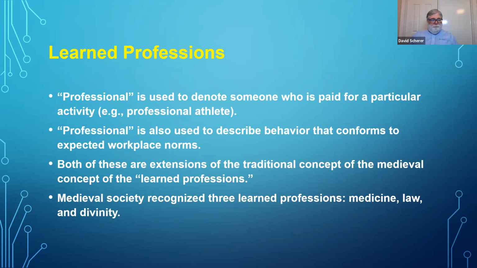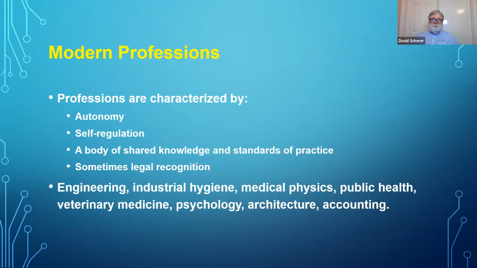A profession is a group of people engaged in a certain activity that requires education and training, and the people in the public depend on that education and training. In the earliest version of this, in the Middle Ages, there were three so-called learned professions: medicine, law, and the clergy. Those were regarded as professions not available to the general public. And so the idea of a profession has grown from there.